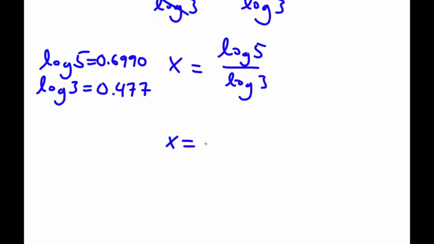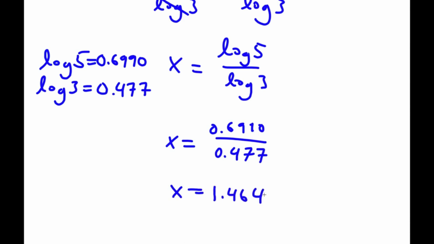So now I have x is equal to 0.6990 over 0.477. And this is equal to approximately 1.464. So 1.464 is our answer.